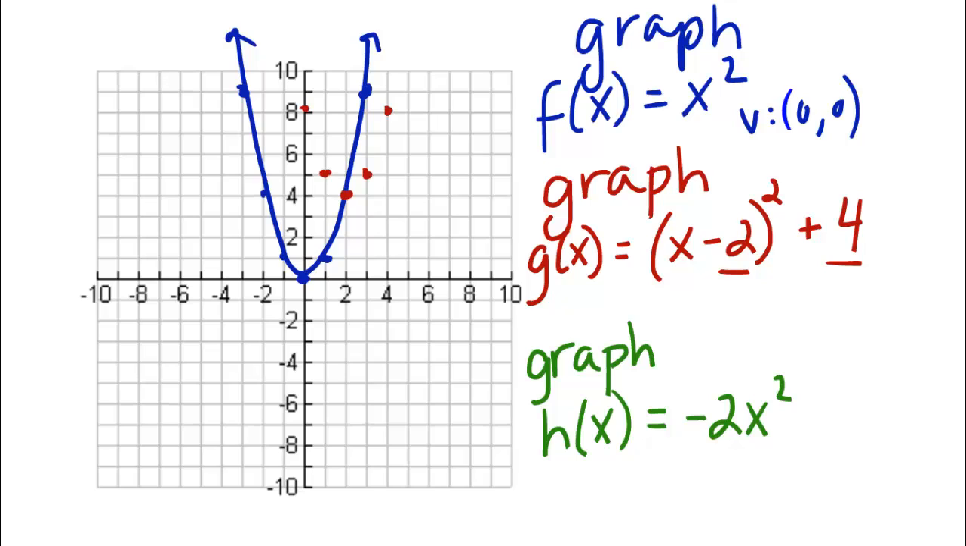So those top 2 points we can't really see anymore, but it does have the same shape. Notice it's still opening up, and our vertex is now at 2, 4. That should make sense because our original vertex just shifted.